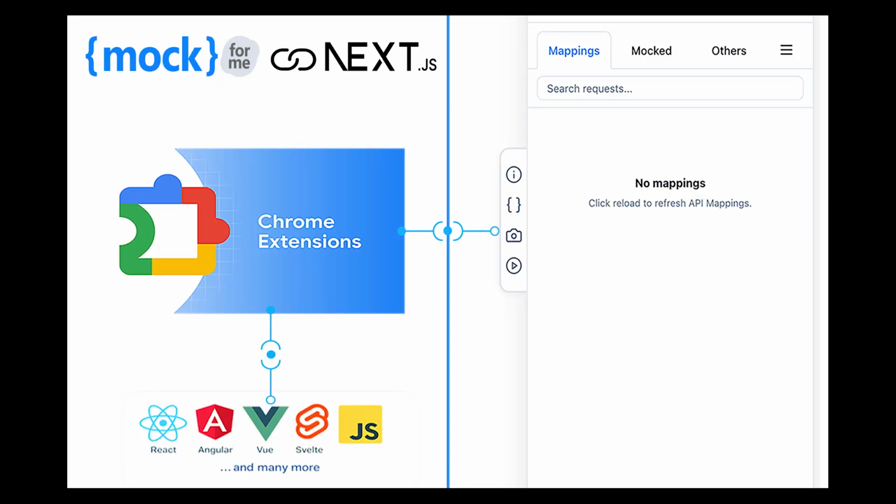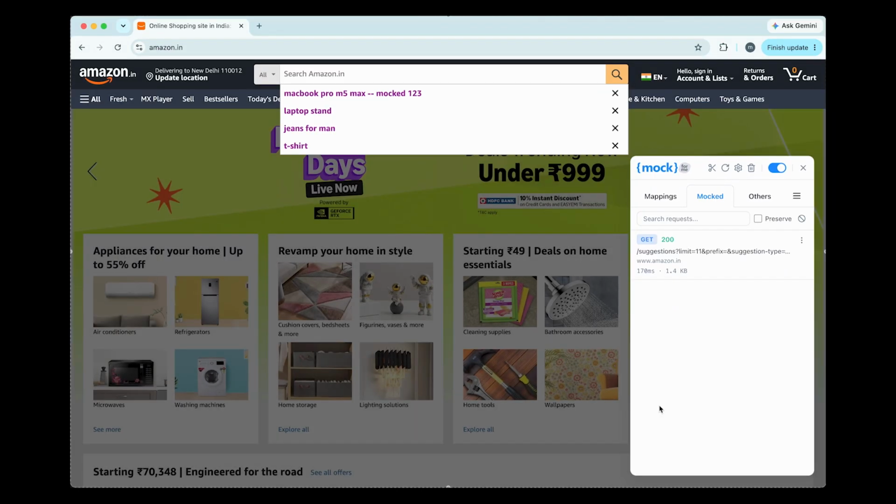In the previous video, we configured the Chrome extension and saw it in action on Amazon. Now, let's switch to our localhost application and see MockForMe in action using Chrome DevTools. Next, we'll launch a local Next.js application and demonstrate MockForMe DevTools in action.